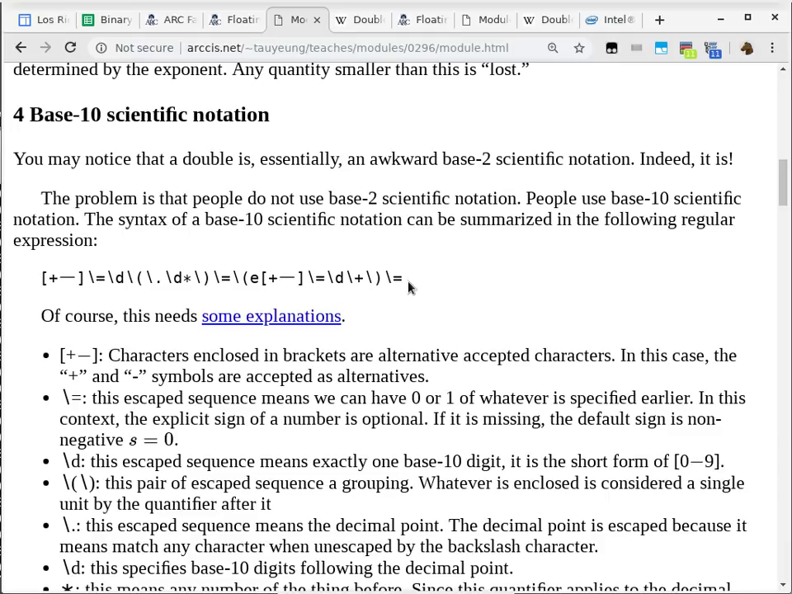And then the backslash equal to means whatever is right before that is optional. So if you want to emphasize a number is positive, you can always use a plus, that's fine. If it's negative, you can always use a negative. But if you want it to be non-negative and you don't want to waste the additional plus, that's okay. Without a sign is fine too. So that explains the open square bracket, plus minus, close bracket, backslash equal to.